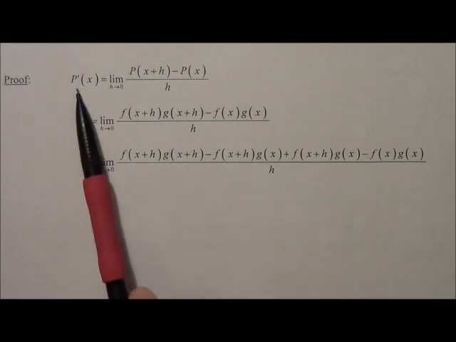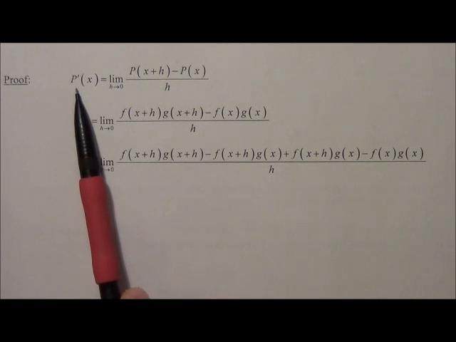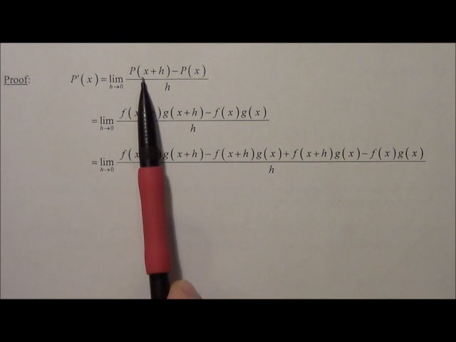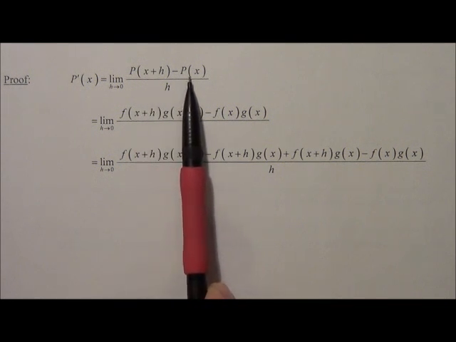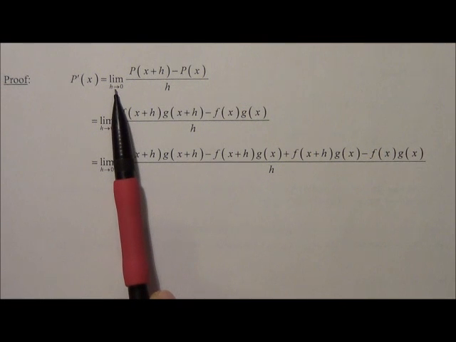So we'll prove this by using the first principle, the limit definition of the derivative. So uppercase P prime of x is the limit of uppercase P of x plus h minus uppercase P of x, all over h, as h approaches 0.